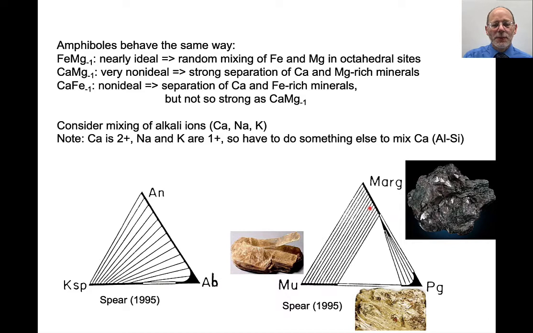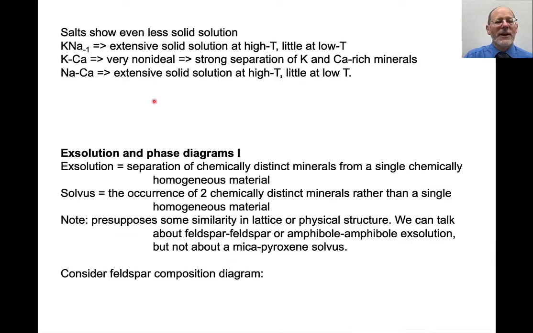Micas behave pretty much the same way. There's a fair amount of solid solution between the calcium end member margarite and the sodium end member paragonite. Not as extensive as we see in the feldspars, but there is fairly extensive solid solution. And we see kind of the same thing for potassium end member micas and sodium end member micas, that there is moderate solid solution, but there's also a composition gap. And we also see there's no solid solution between the calcium end member mica and the potassium end member mica, just as we see there's very little solid solution, almost no solid solution, between calcium feldspar and potassium feldspar.